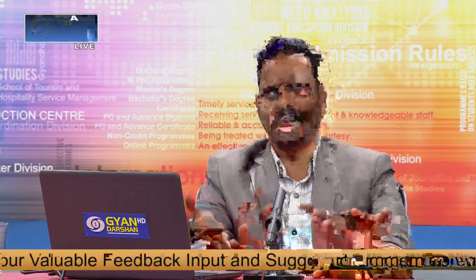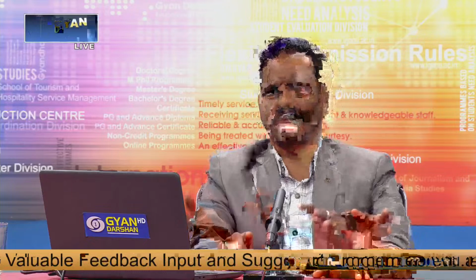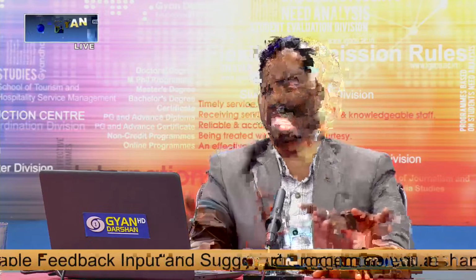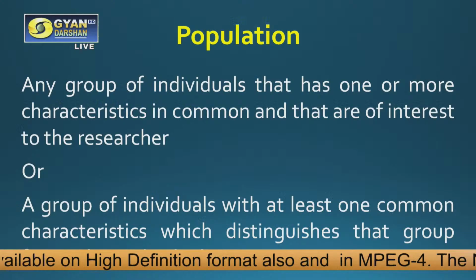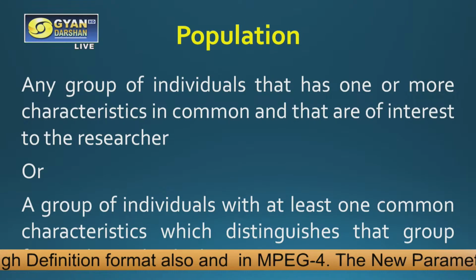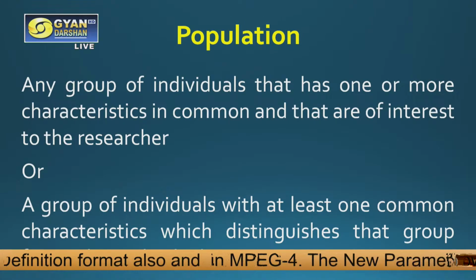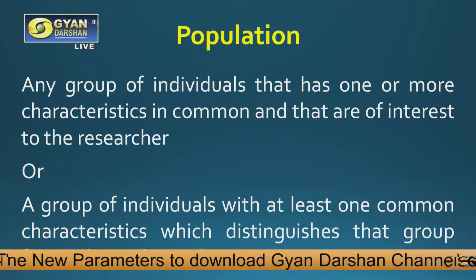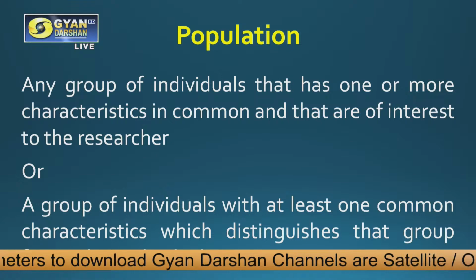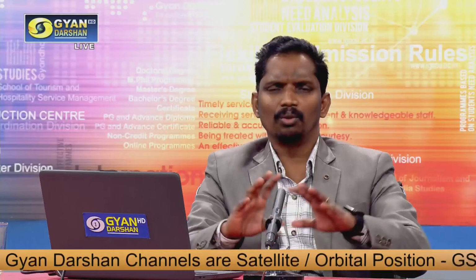of your study. So that's why you are seeing the explanation on the slide: any group of individuals that has one or more characteristics in common and that are of interest to the researcher. So if you look on this slide, you will see that these are a group of individuals that has one or more characteristics in common. As I was saying, if it is 10th class students, all the students will be studying in 10th class. That is going to be one of the major characteristics.